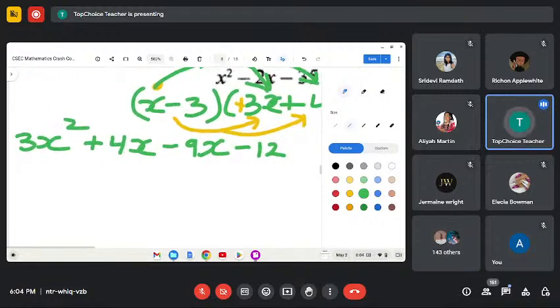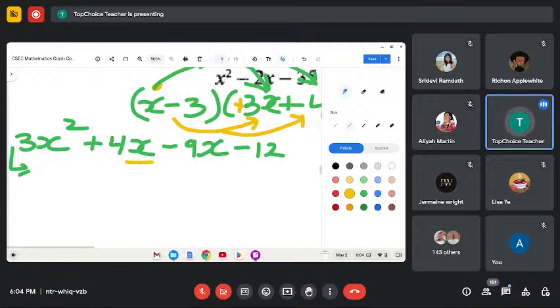Because I want to simplify this a little bit, are we seeing any like terms in this? The 4x and the minus 9x. Very good. Notice when we say like terms, they have the exact same variable. Don't be tempted to think that this is the same.